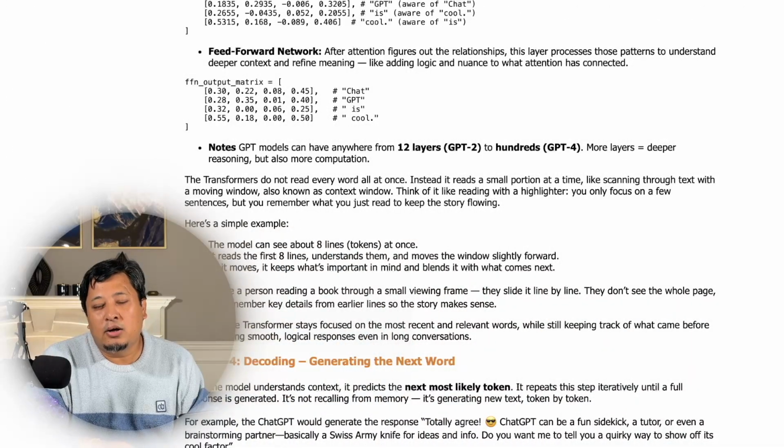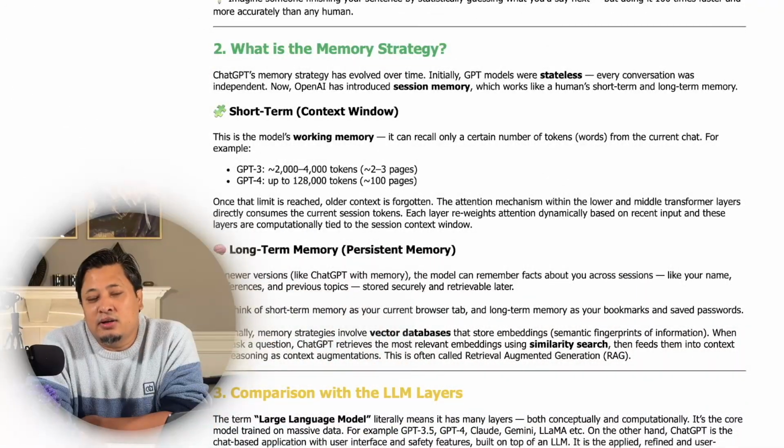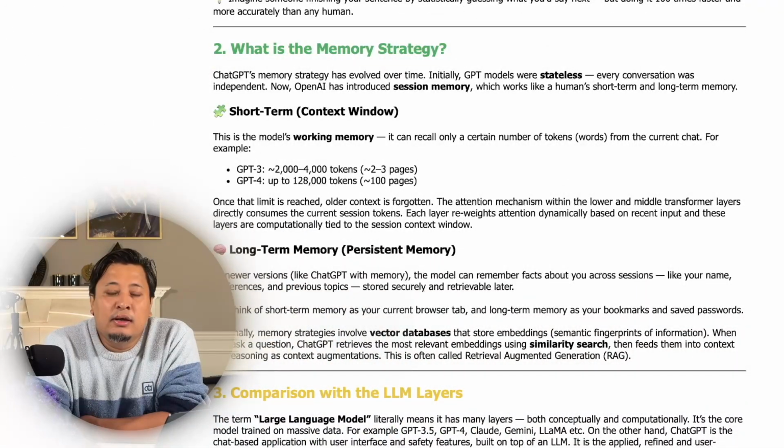So to understand how ChatGPT internally works, it mainly uses these 4 core aspects or steps. First, tokenization. Second, embedding. Third, transformer architecture. And fourth, decoding. The second topic is memory in ChatGPT. Initially, GPT models were stateless, where every conversation was independent. Now, OpenAI has introduced session memory, which acts like human short-term memory and long-term memory.